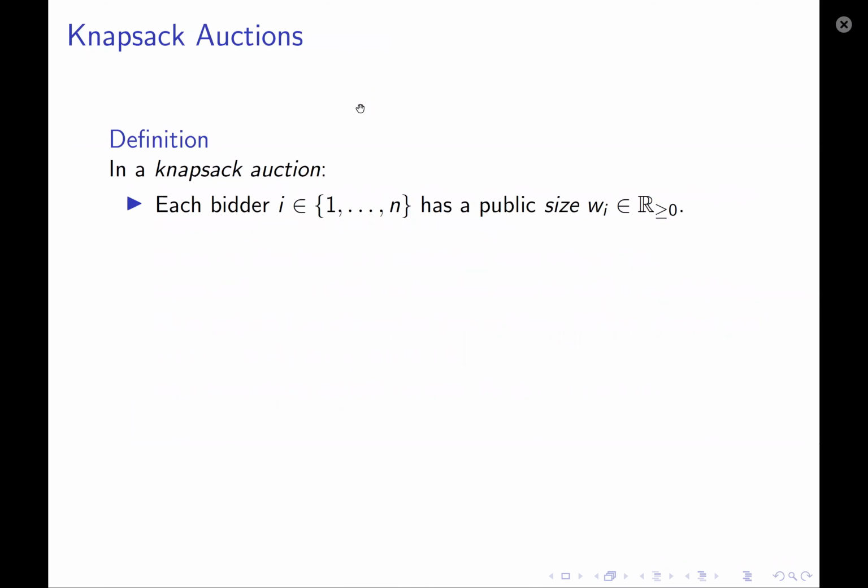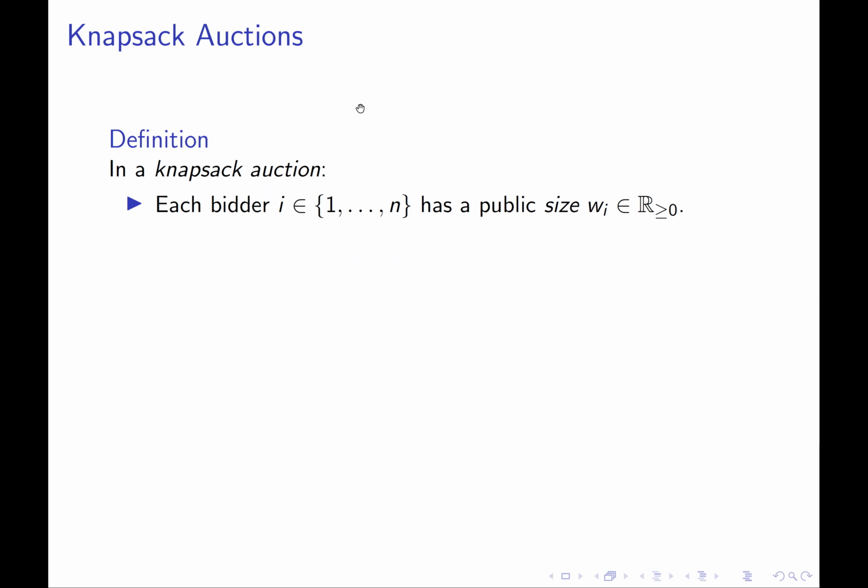All right. So let me define knapsack auctions. A knapsack auction is defined by a couple of things. We start with a collection of bidders, and bidders are going to have two properties, one of which will be public knowledge. We're not going to ask that the public part of their characteristic be reported truthfully, but the other of which will be private knowledge, and we'll have to incentivize them to report truthfully.